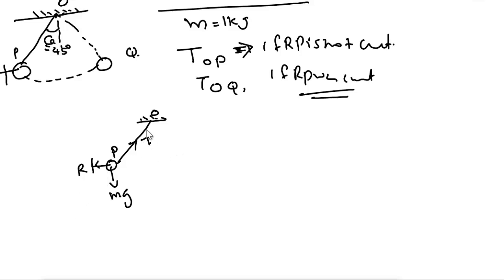Here, how can I divide this force? My aim is to find out the tension which is acting along OP. mg is acting in the downward direction. So I can divide this OP into two vectors. How can I divide? One vector is here and another vector is here. If this angle is theta, what will be this angle? This angle also will be theta. Then here we will be getting it as T sin theta.